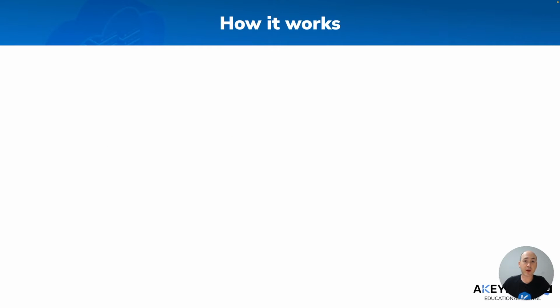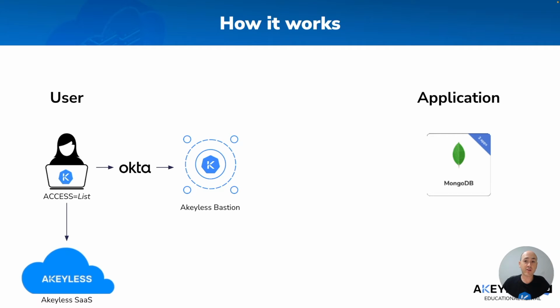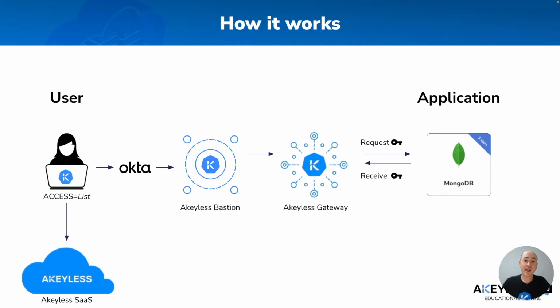Let's take a look at a practical example. When a user who only has list access to secrets requests to connect to a database, they authenticate against their identity provider and request access via the Secure Remote Access Bastion, which passes that request through the Akeyless Gateway, which in turn requests the ephemeral credentials for the database, and at the same time opens a secure session of the database and automatically logs in that user with the temporary credentials it received. The user then has a specific amount of time to work until the session is terminated.